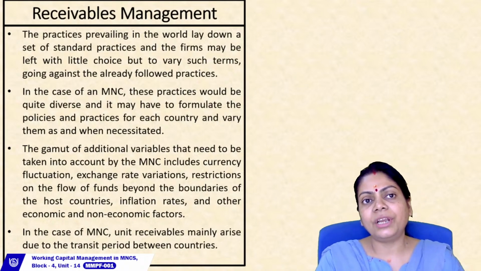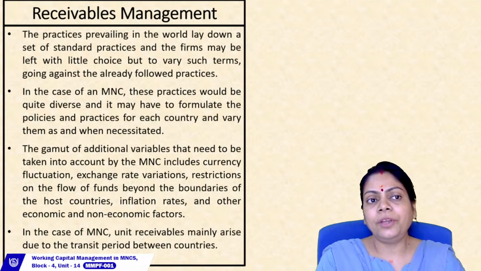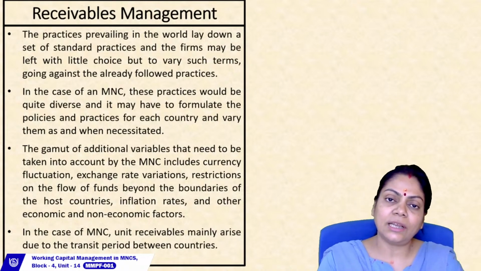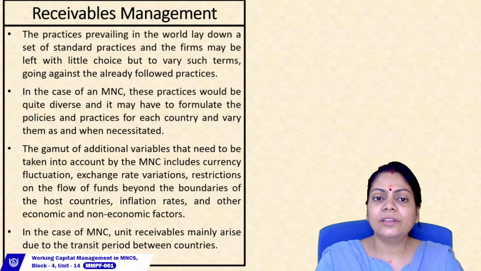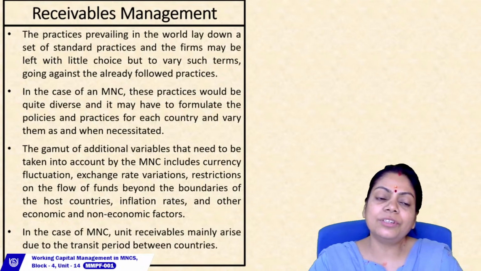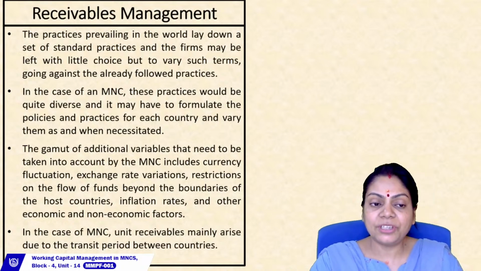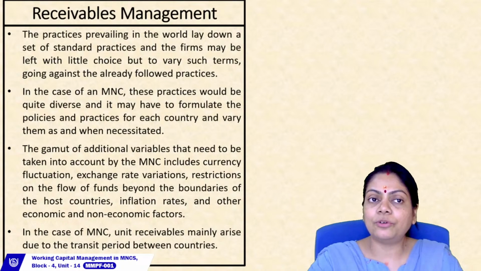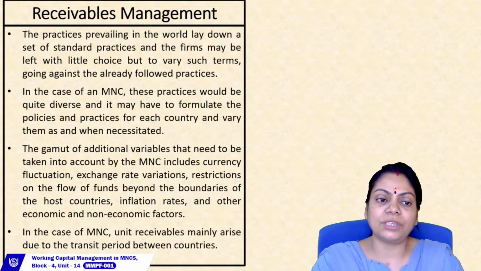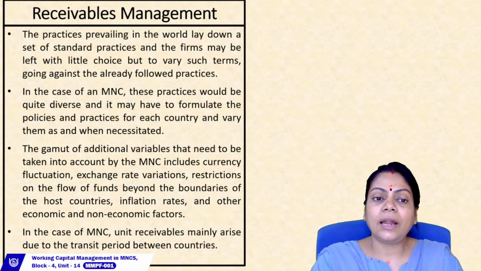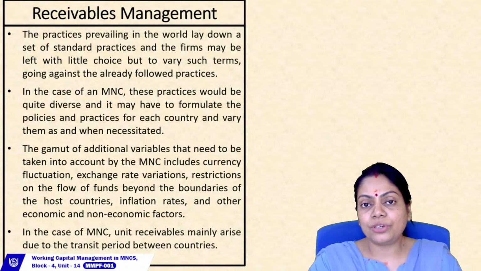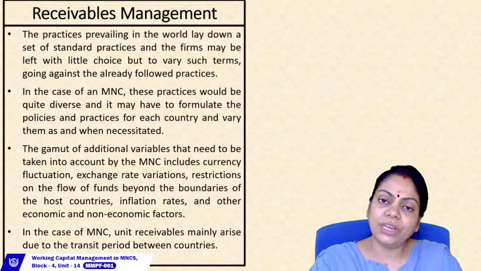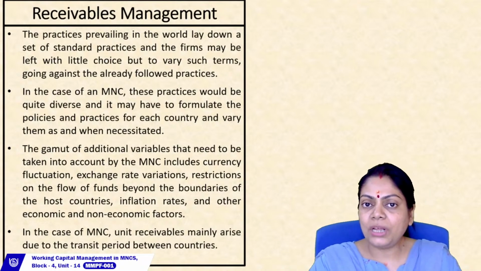Or if you are operating in a country where the credit period is availed by very few business houses and most of the transactions are done on cash basis, then you have to obey that also, because there is a competitive pressure that governs that particular business scenario. Now for MNCs, these practices will be quite diverse. So if you have operations in 10 different countries, you will have 10 different credit policies or credit practices. So you are going to operate in diverse credit scenarios, and you may have to formulate your strategies and policies for each of the countries, and tweak them whenever needed.